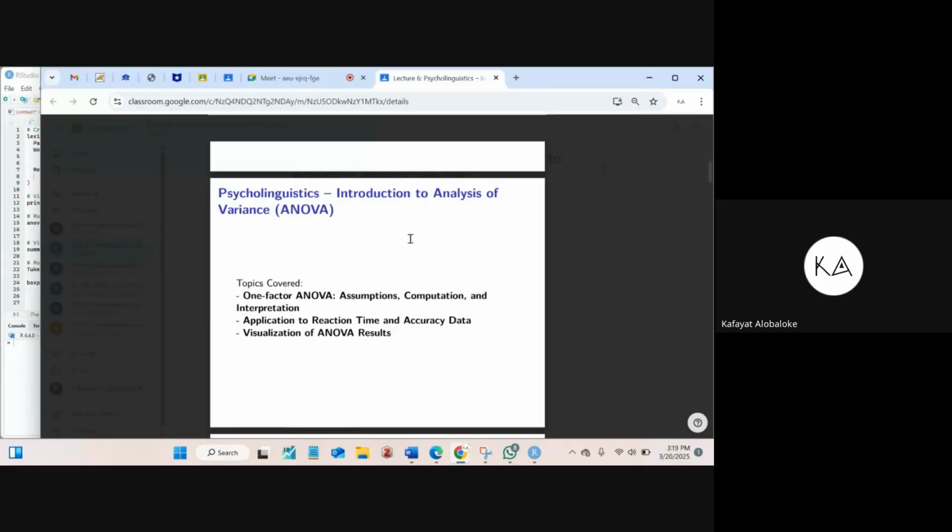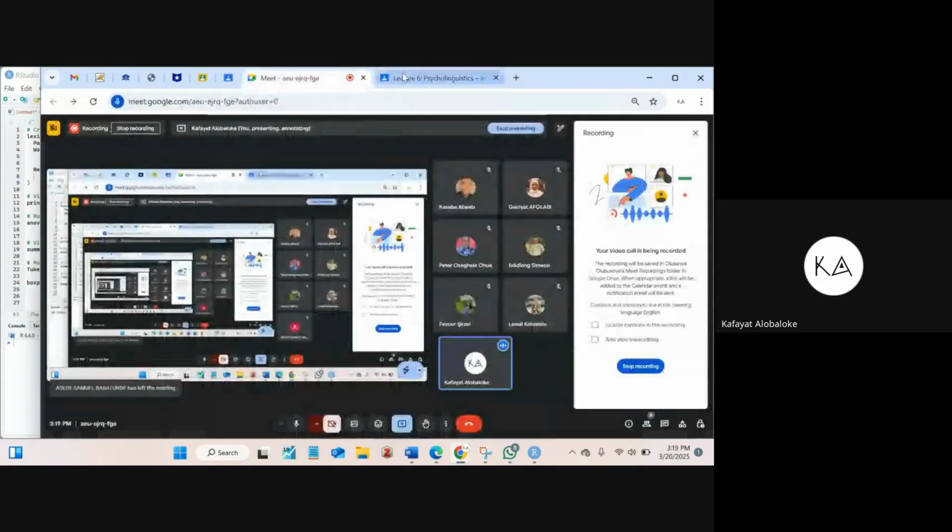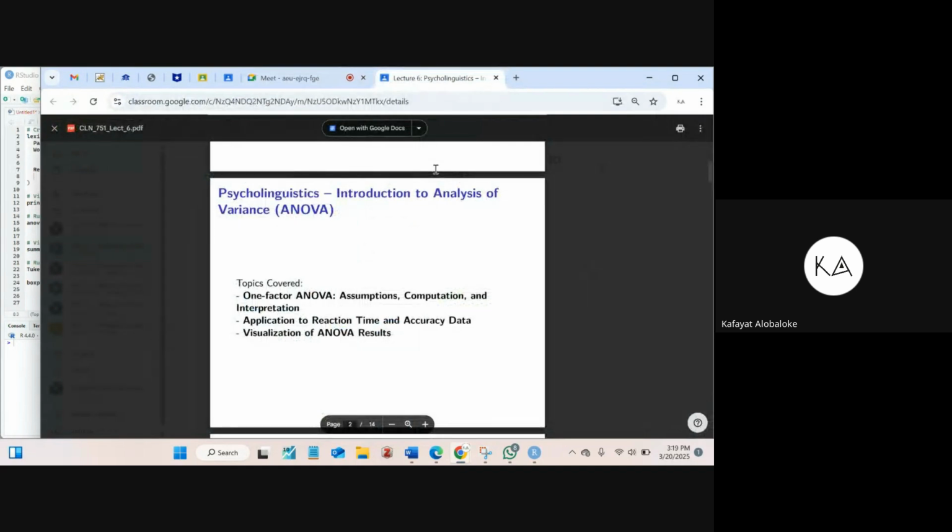When we talk about psycholinguistics, what do we mean? Psycholinguistics is a field that combines psychology and linguistics to gain a deeper understanding of human language. We can also say it is the relationship or interrelation between linguistic factors and psychological aspects.